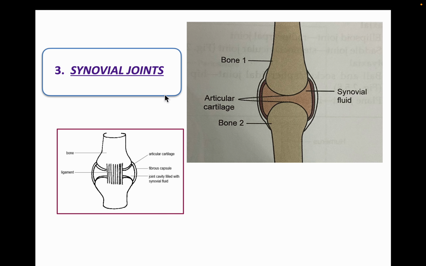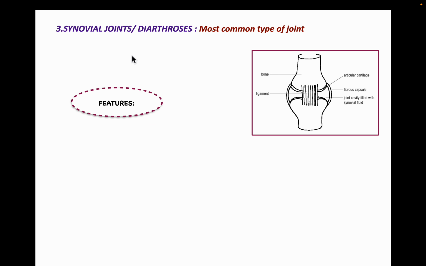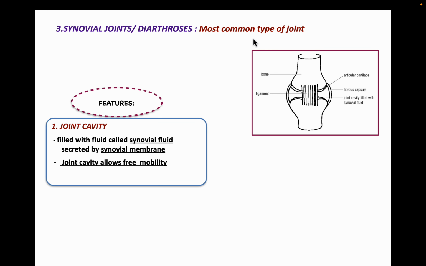Coming to the next category of structural joint, synovial joints. Synovial joints are diarthroses, highly movable joints. So this is the most common type of joint. What are the features? In this, the joint cavity is present. This is the first feature of synovial joint, which is filled with fluid called synovial fluid, which is secreted by the synovial membrane. Now, joint cavity allows free mobility. So these joints are lined by synovial membrane, and that synovial membrane secretes the synovial fluid.